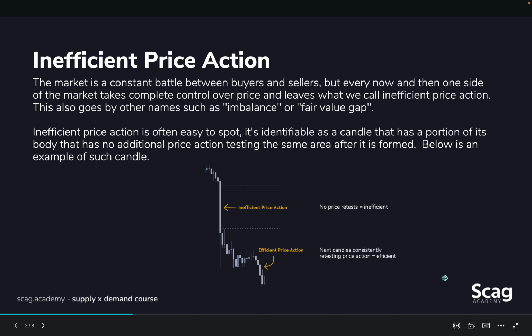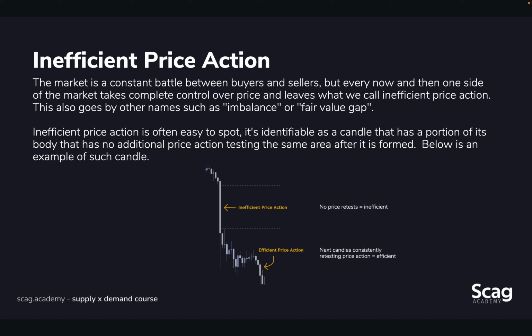As you guys know, the market is a constant battle between buyers and sellers, but every now and then one side of the market can take complete control over price. And this usually leaves us with what we call inefficient price action. This does also go by other names such as imbalance and fair value gap. It really just depends on who you're listening to and who wants to explain it in a certain way. I do call it inefficient price action.